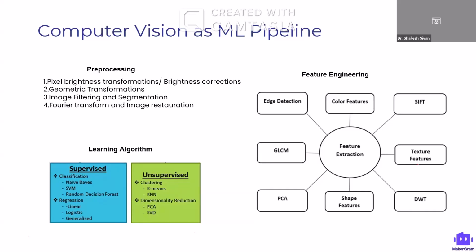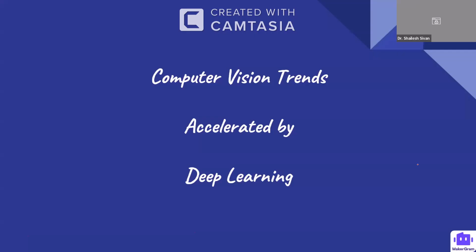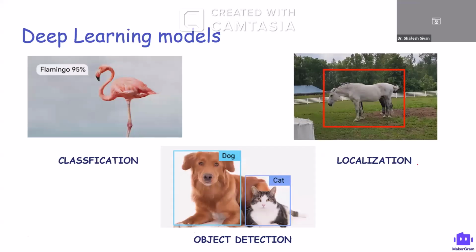A lot of things can be extracted as a feature engineering technique, then applied for machine learning. And computer vision has also been accelerated by deep learning techniques. With deep learning, we can do image classification. On being given a particular image, we have to classify it into a particular category.